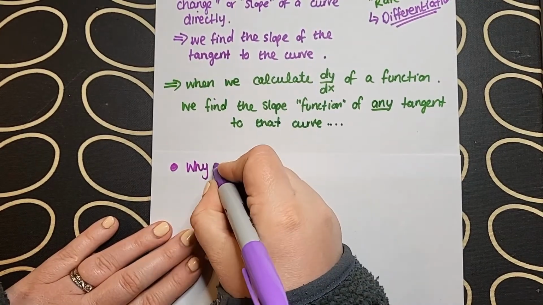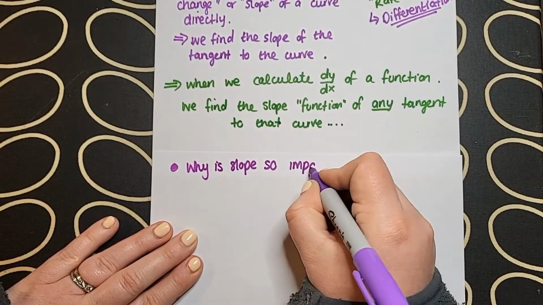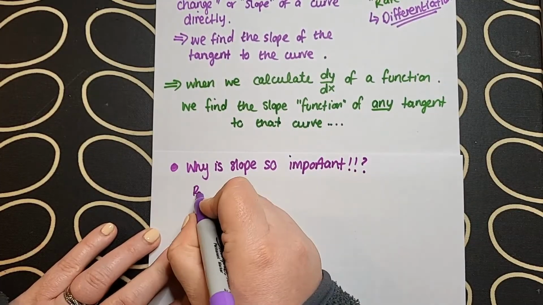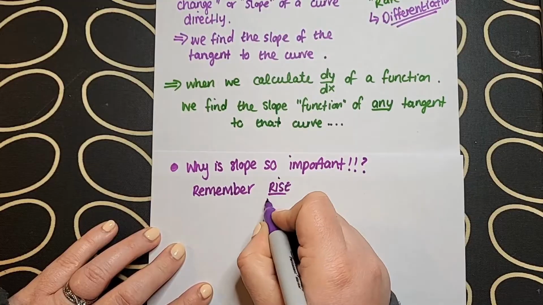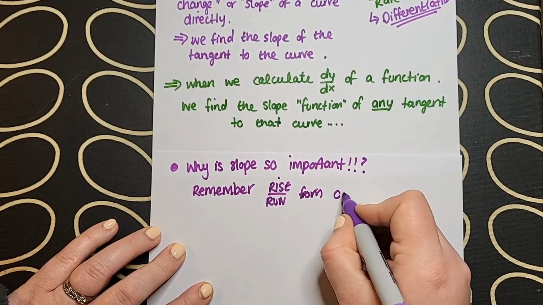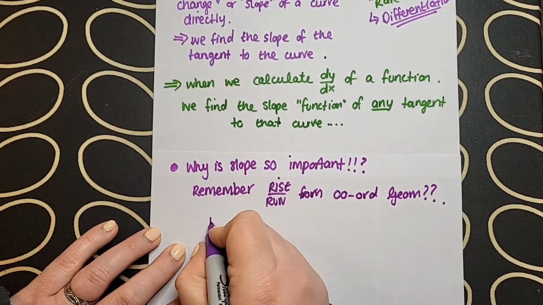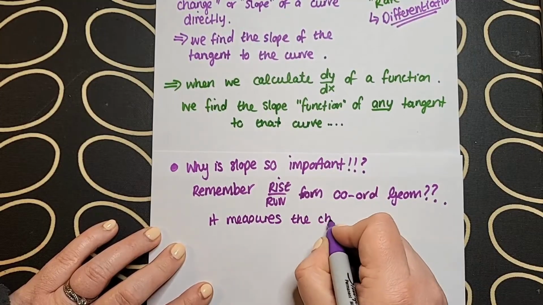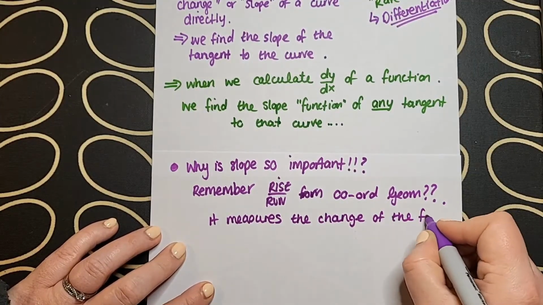So believe it or not, you know so much more about this than you actually think. Do you remember rise over run from coordinate geometry? You were essentially doing that just in a different way, from a function's point of view. We are just measuring the changing aspects of the function.